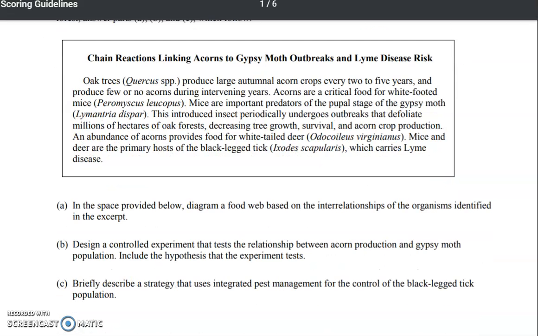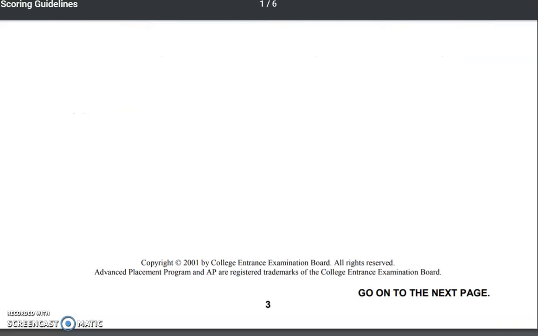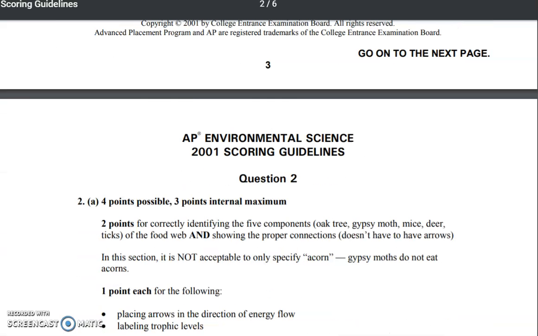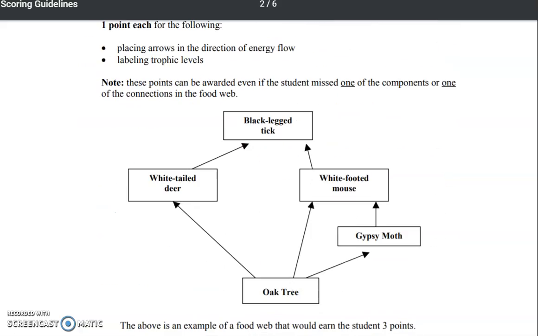So first thing they want you to do is to diagram a food web on the relationship of the organisms. And I know that this was hard to do when you were typing, so you won't have to do something complicated like typing. I don't think they would ask you to diagram a food web, but the important things are that the gypsy moth is eating the oak tree, the white-footed mouse is eating the oak tree, the tick is on the mouse and the deer, and that you have the direction of the energy arrows appropriately.